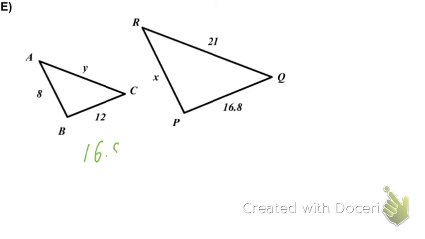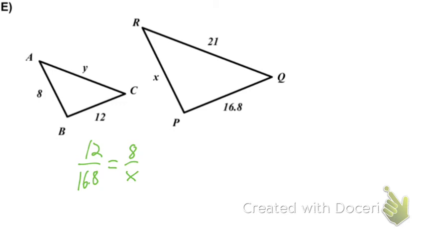12 over 16.8. It could work either way. 8 over x, and then y over 21. It'll also equal y over 21, but we'd want to do that as a separate problem. So we have 12 over 16.8, small triangle, big triangle, corresponding sides, equals 8 over x, small triangle, big triangle, corresponding sides. From there, we could cross multiply and solve for x, right?